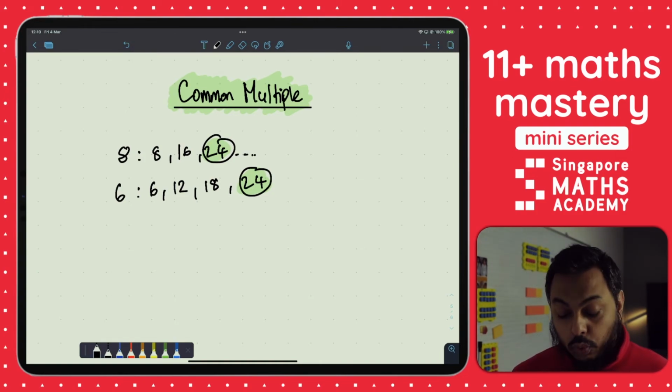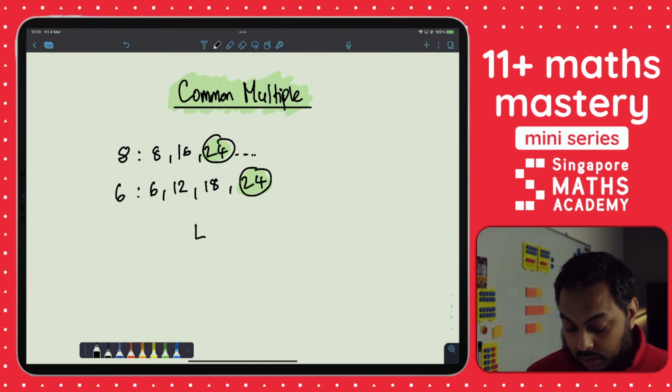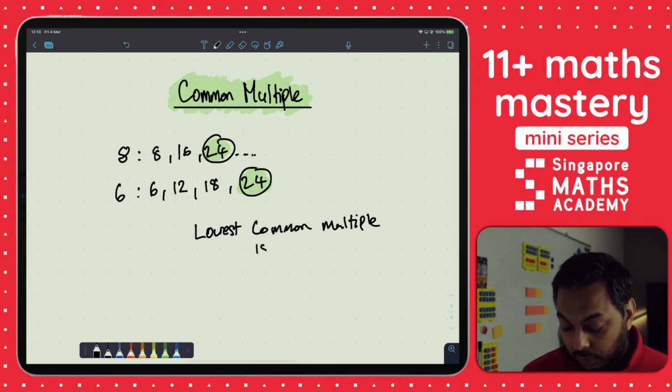And so we call that the lowest common multiple. The lowest common multiple of 6 and 8 is 24.